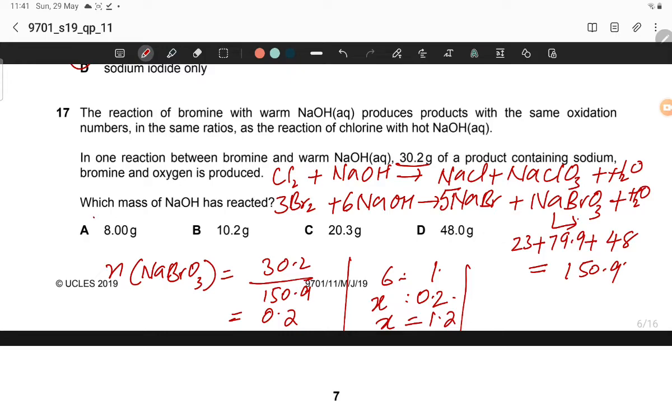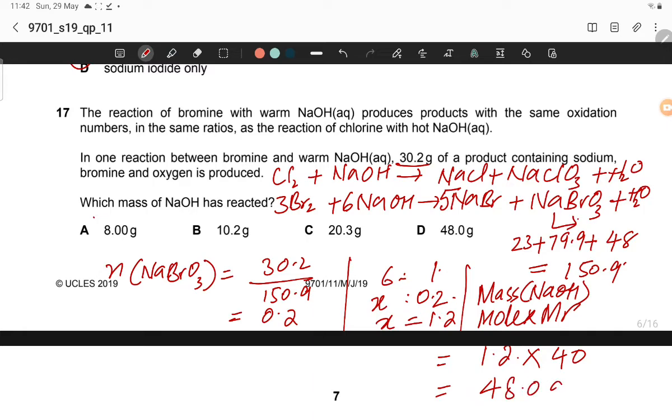The answer is x equal to 1.2, and the mass of sodium hydroxide would be moles times M_r. So moles will be 1.2, M_r is 40, which will become 48 gram. So D option is correct.